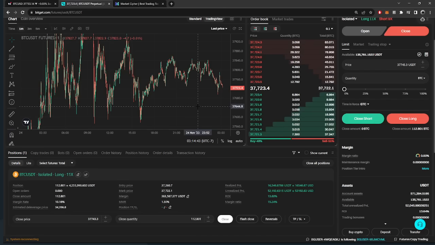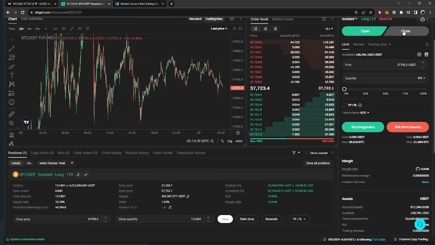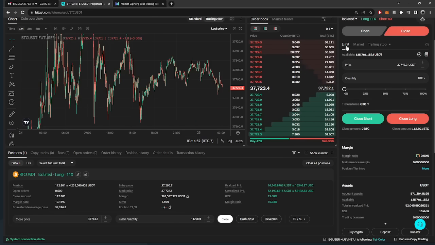Me, personally, I'm not going to close the whole trade. Let's see if we can limit out here a little bit. I make sure that I have close entered. I have the limit button. This is 112 Bitcoin, 4.2 million.